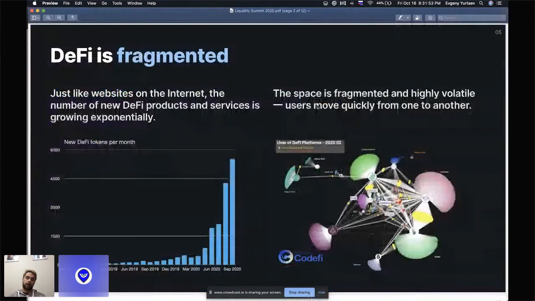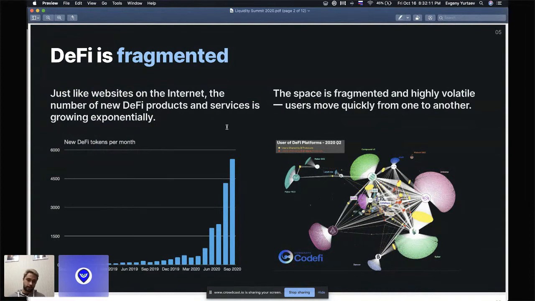Before I talk to you about how we designed and built the ultimate DeFi aggregator, I want to first start with why we decided to do that. So first of all, as you probably know, DeFi is very fragmented, and I wanted to show a few examples why it is relevant and why it's actually fragmented.